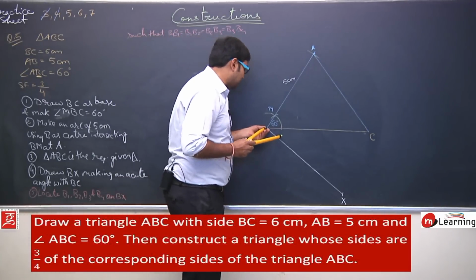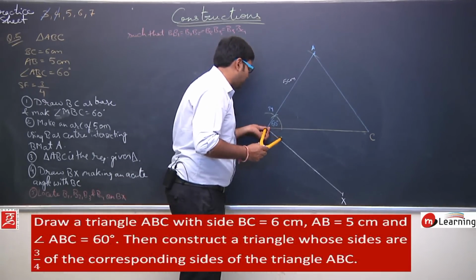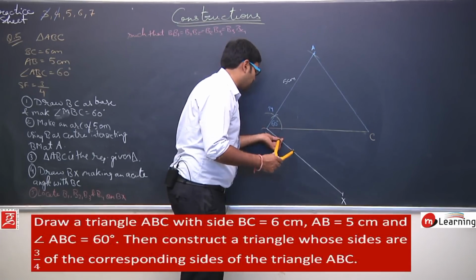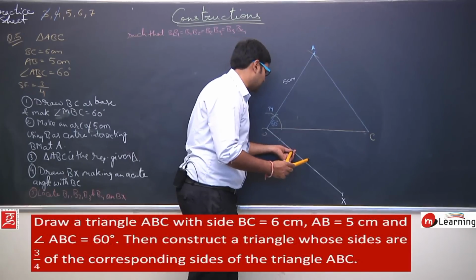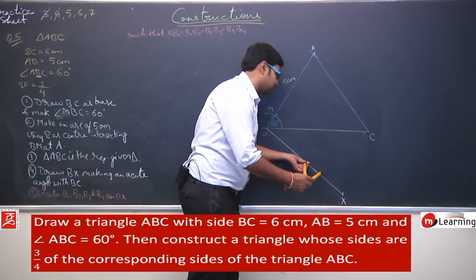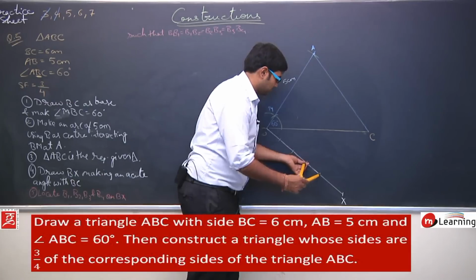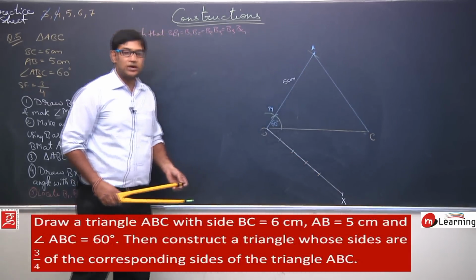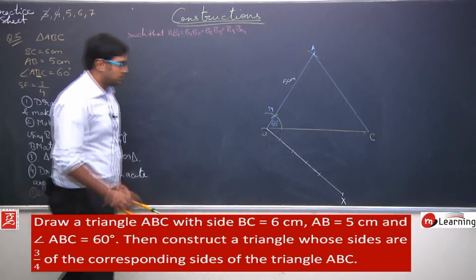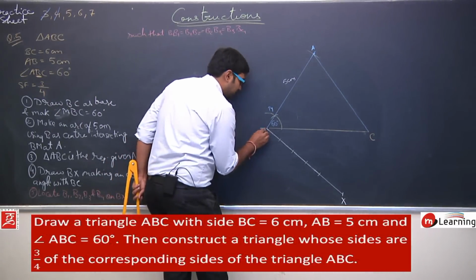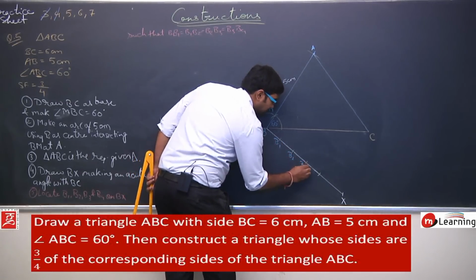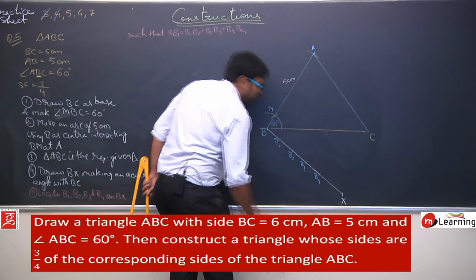Taking this radius and using this B point as the center, I will mark 4 arcs such that all the 4 arcs are equidistant or of the same radius, like this. Like this, I have marked 4 points. Now these 4 points: this is B1, this is B2, this is B3 and this is B4.